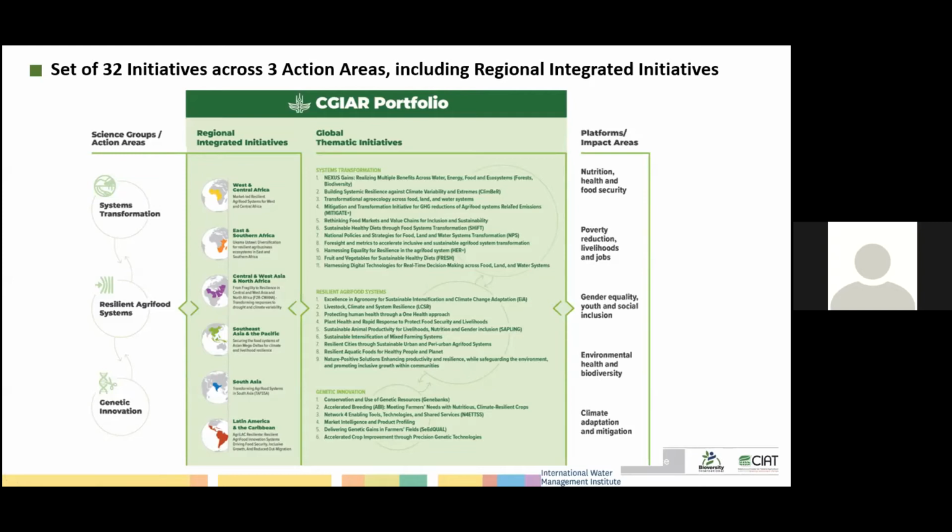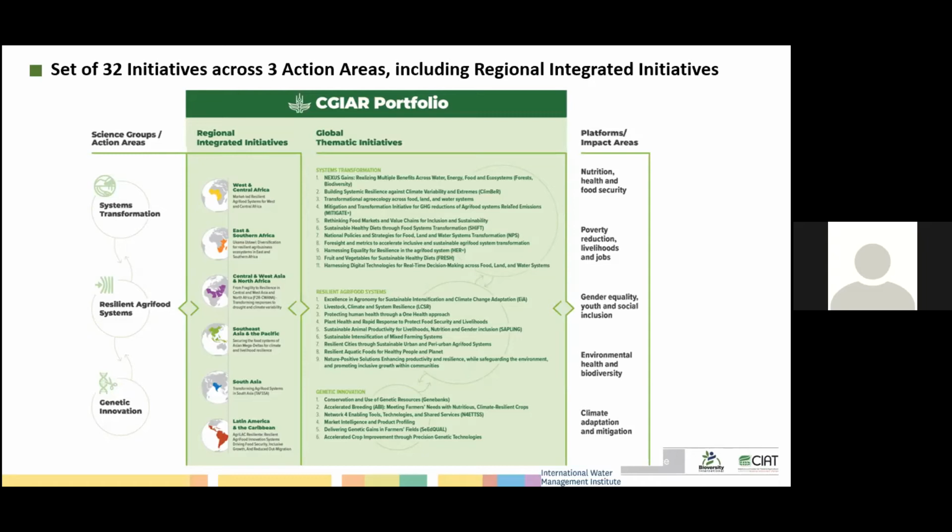And the third one, which is genetic innovation, has the gene bank, which is a very important source of diversity, the accelerated breeding platform, and the network for enabling tools, technologies, and shared services. So how these technologies are going to the countries, market intelligence and product profiling. So make sure that the breeders don't work in isolation, but have information about the characteristics of the varieties, developing genetic gains in farmers' fields, delivering, and that is the seed system part, so how the CGIAR material can be delivered in a more efficient way.